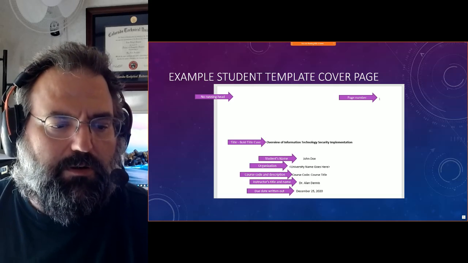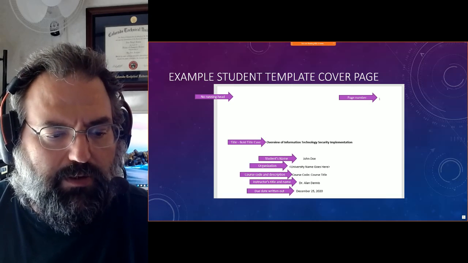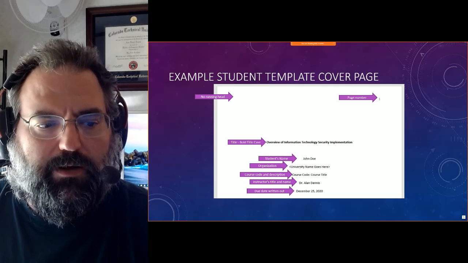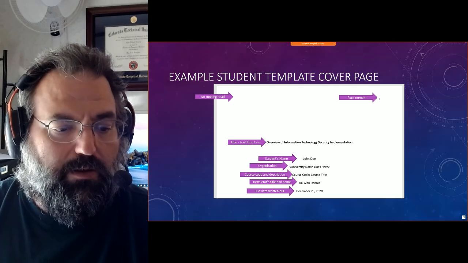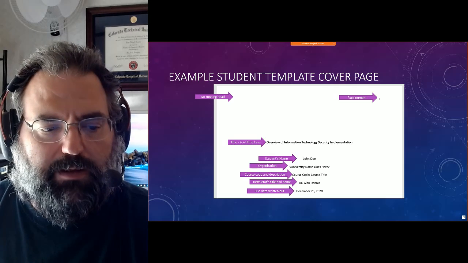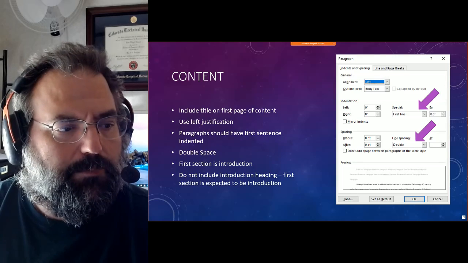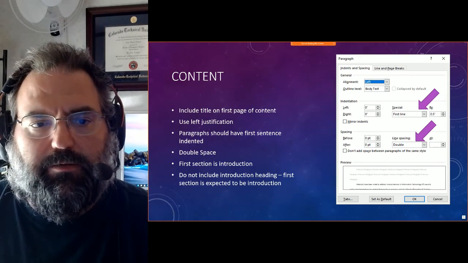Make sure you put your name on, the university that you're affiliated with, the course and code, and make sure it's written out. The date should be written out as it's written out here, fully written out, not 12/25/2020 or something. And the instructor's title should be included in that as well. If unknown, ask.